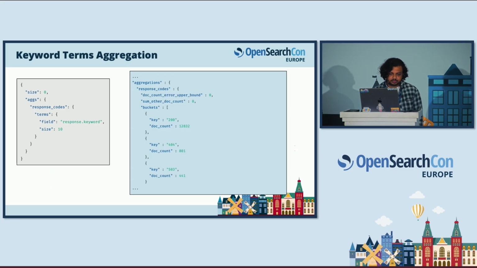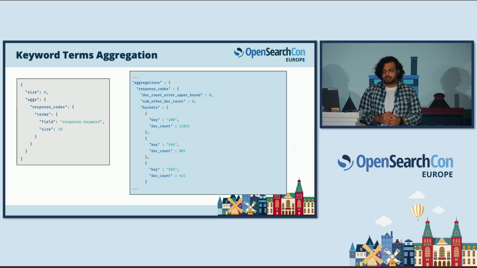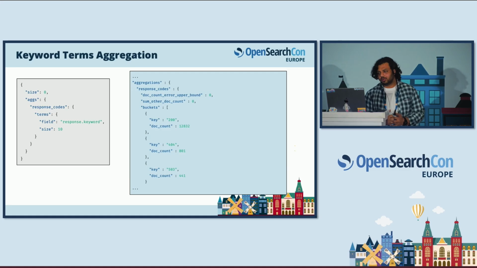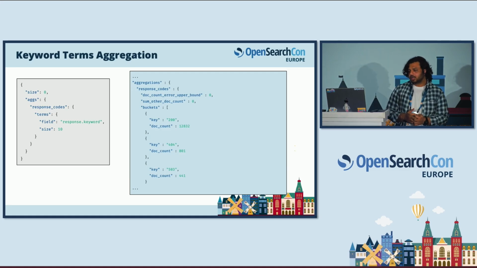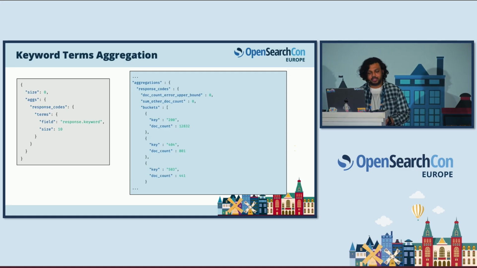Now going on to keyword terms aggregation. Here is a quick request and response structure. You can see that here we are trying to collect different buckets based on response codes. It says response.keyword because we had indexed response codes as keyword types.